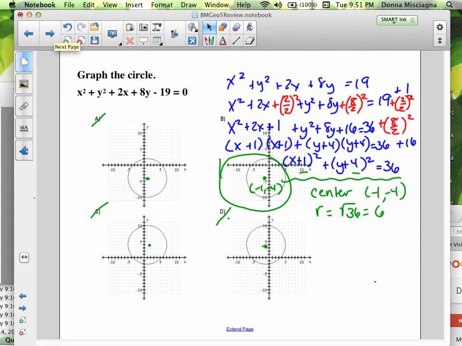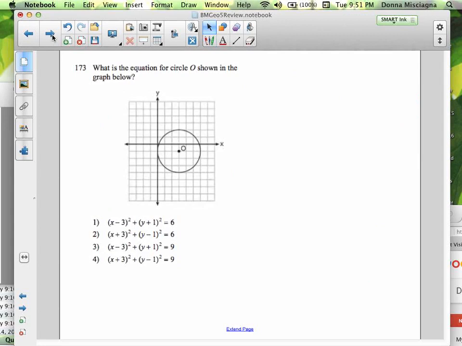All right, and this one is in your notes, as is the very last one on circles, which I believe is a quick one to solve. What's the equation of circle O shown in the graph below? Well, this is not too hard. Our center is at the point 3, -1, and the radius is 3.